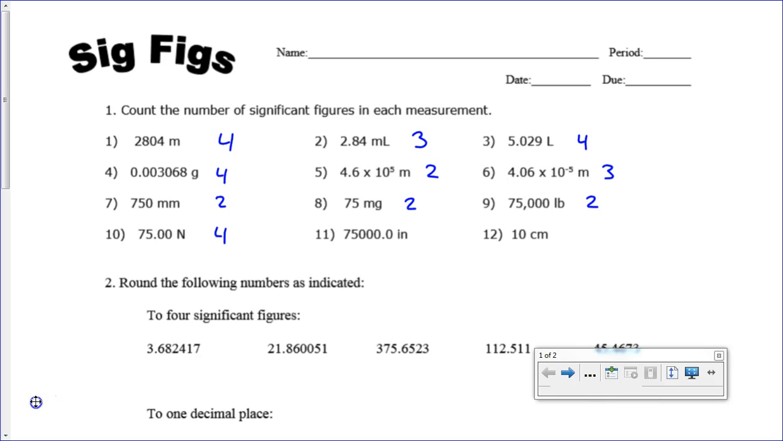Next one. This one is 75,000.0. These are all trailing zeros. There is a decimal point in this number, though, so all the trailing zeros count. So that's the 4 zeros, the 7, and the 5, which makes 6 significant figures. And then number 12 here, 10, that's a trailing 0. There's no decimal point here, so the trailing 0 doesn't matter, which means we only have the 1 in this case. So there's only 1 significant figure.